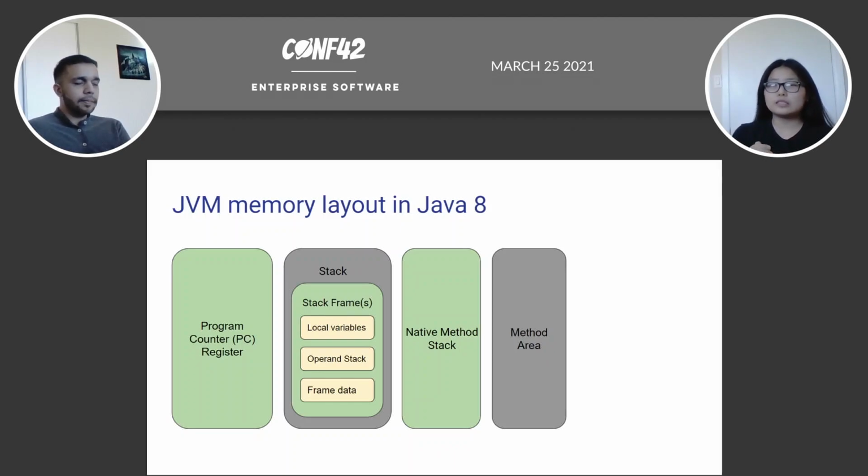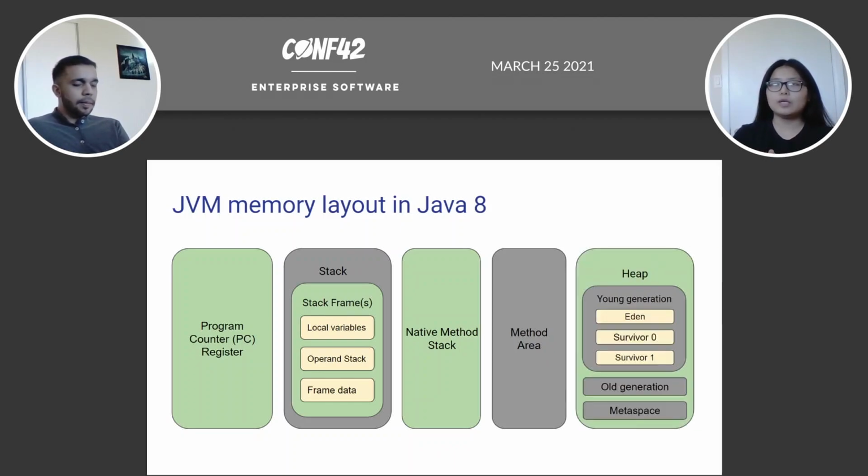The method area is logically part of the heap, and the heap is where we store the Java application objects. It is divided into 3 sections. The first section is the young generation, and the young generation contains objects that are newly created. It has 2 parts. The first part is Eden, and it is where the newly created objects are going to be located.